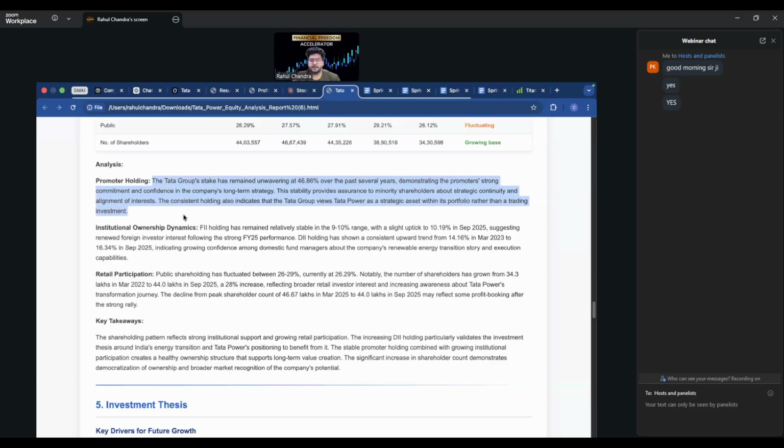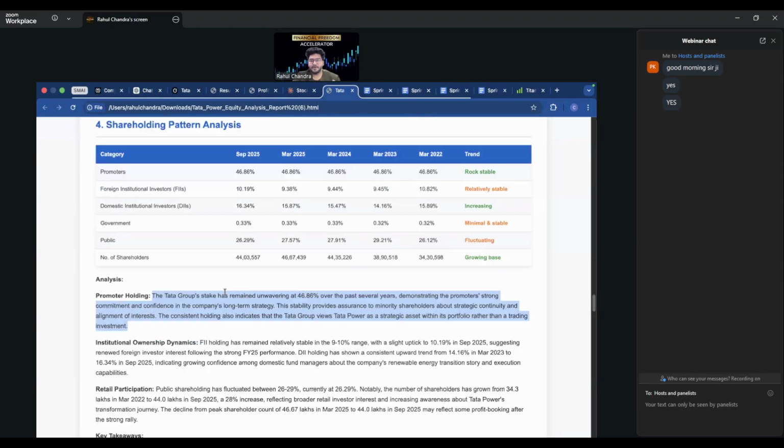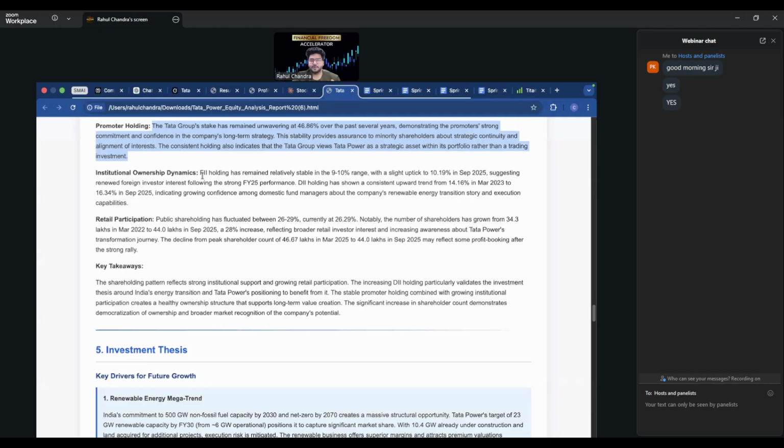What is the promoter holding? What is happening to that? What is the institutional ownership dynamic? What is happening to that? How much is retail participation? And then, if it is a little too much for you, if you're new to the markets, it will help you understand in simple English.